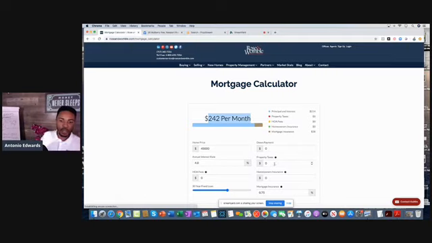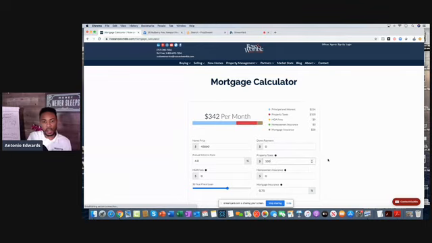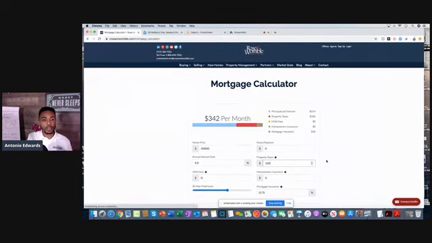Okay, so if I plug in my taxes, it's easy to find out. You can call your city assessors or easily go to the website. With this, the tax is roughly around $1,200 a year. So I'm just going to divide that by 12, and that's $100 a month for taxes. So now that bumps up my payment from $242 principal and interest to $342 for principal, interest and taxes.